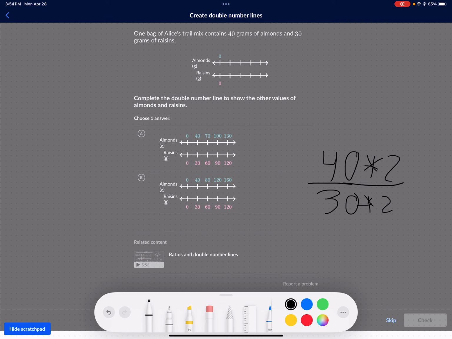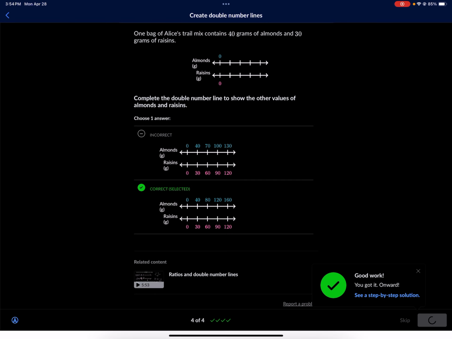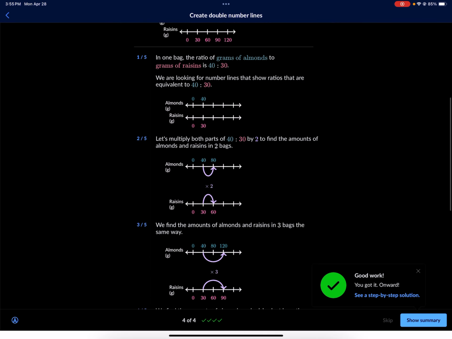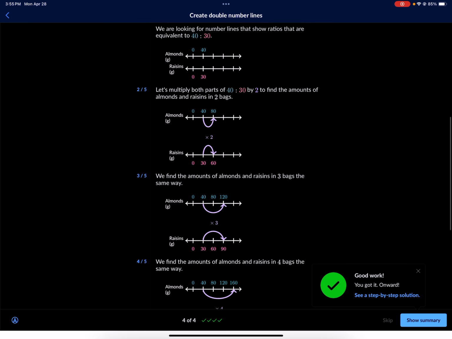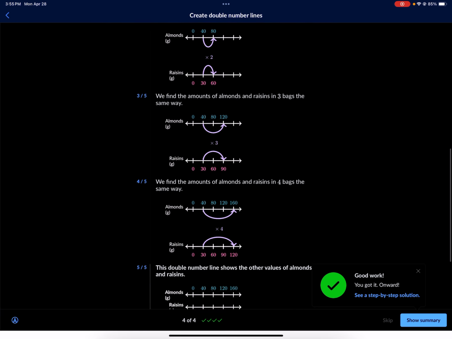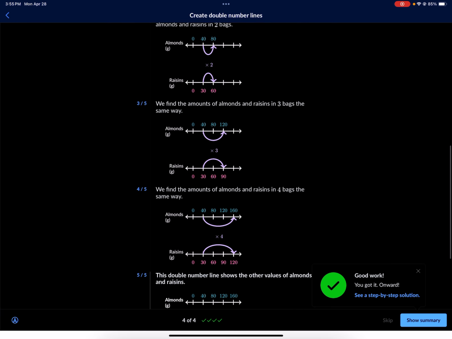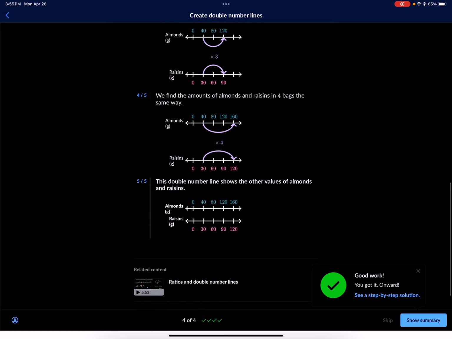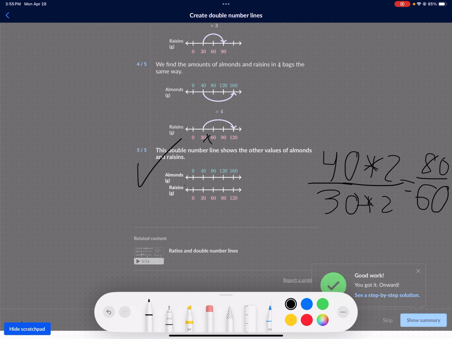So what does that give us? 80 over 60. This one says 70. That is wrong. So B is our right answer. It's been B a lot. That's really weird. But anyways, here's the answer explanation. And look at that, it says times 2. It then times 3 and times 4. If you're doing short answer, then you'll have to do that. But for the purpose of multiple choice, we will simply do what's required.